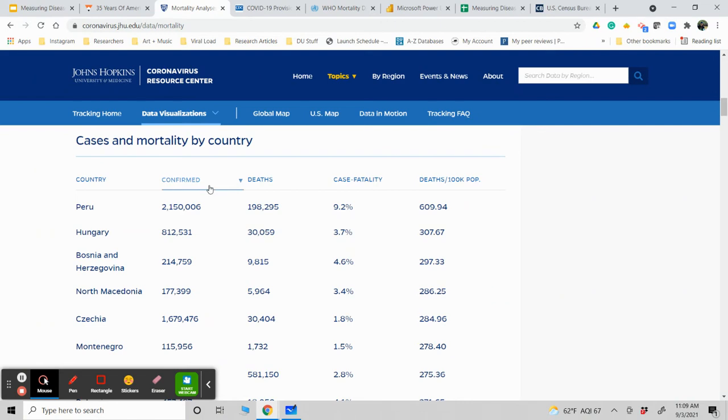And so if you look at the number of confirmed cases and the number of deaths by country, you can see how these calculations are made. So in Peru, for example, 2.1, give or take, million people have been diagnosed with COVID-19. 198,000 have died. If we wanted to know our case fatality rate, it's just deaths divided by cases. And if we wanted to know about the mortality rate, number of deaths divided by the population of Peru.